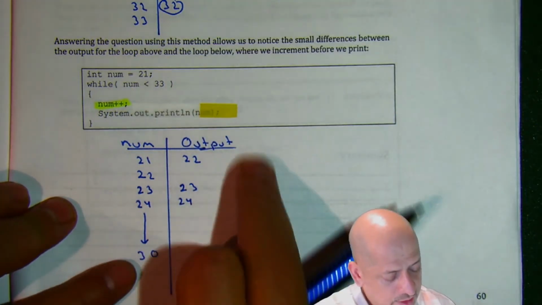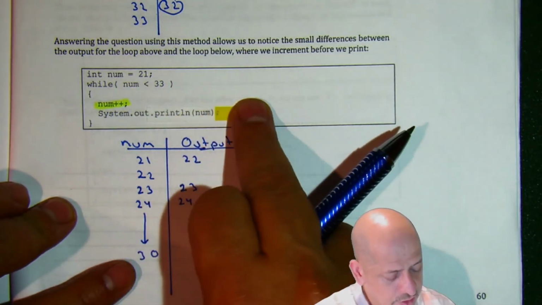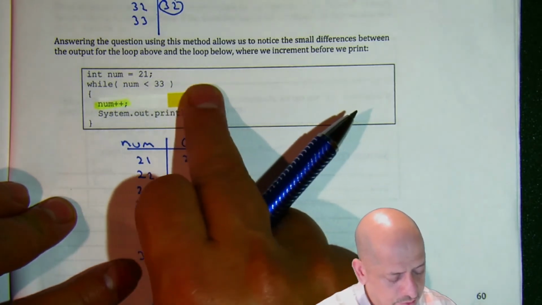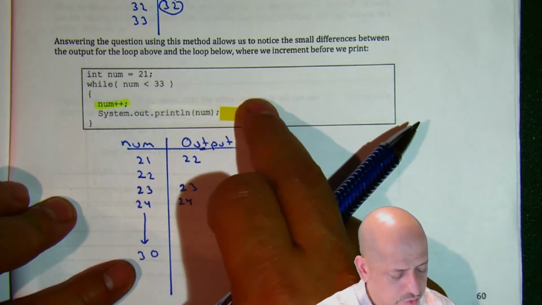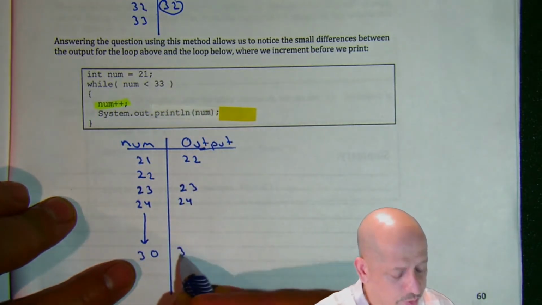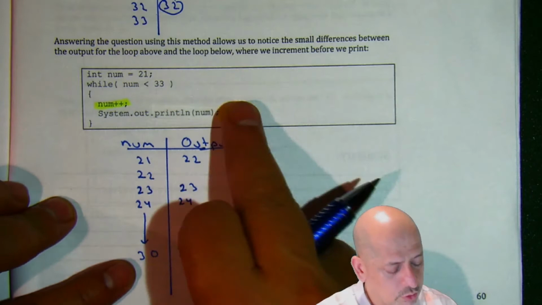So therefore, it is 30. So the 30 is here. We just added one more, and then we print it. So therefore, our next number that was going to be printed will be 30. And then we go through another iteration.